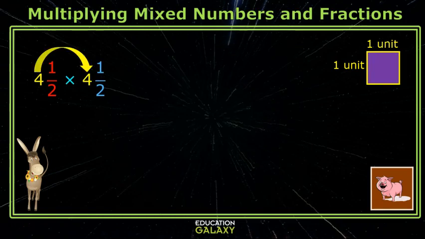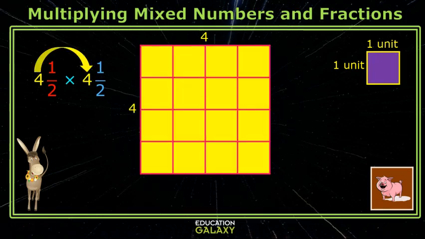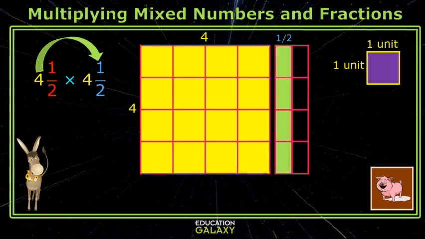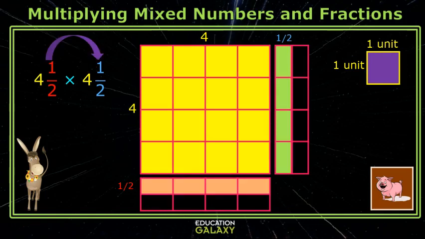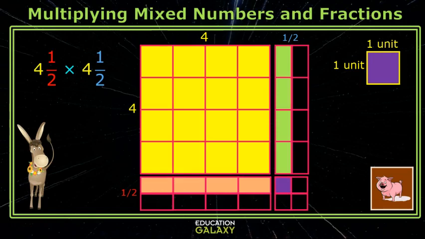First, I multiply the 4 times the 4 and get 16. Then I multiply the 4 times this half. And then I multiply the red half times the 4. And finally, I multiply the half times the half. Oh, okay, I get it. Now simplify, Maisie. Of course.